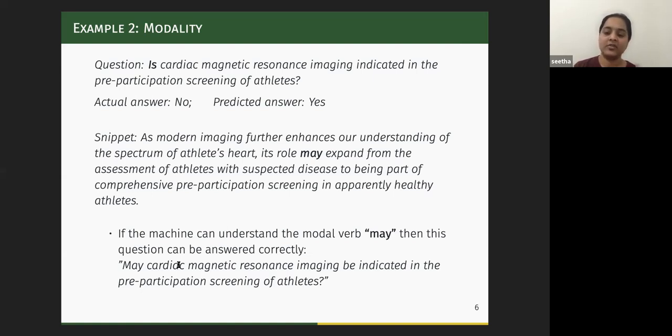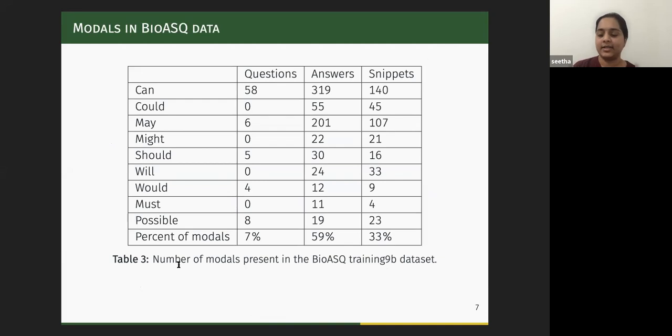But one other question which can arise here is whether modal verbs are really present in BioASQ data. In order to look into that, we did some statistical analysis of modal verbs. If you can see, there is a significant amount of modal verbs present in all the textual parts of BioASQ data, that is questions, answers, and snippets. So this gives us some scope that if we concentrate on modals, if the model can understand the modal verbs, it may help us to improve the accuracy.